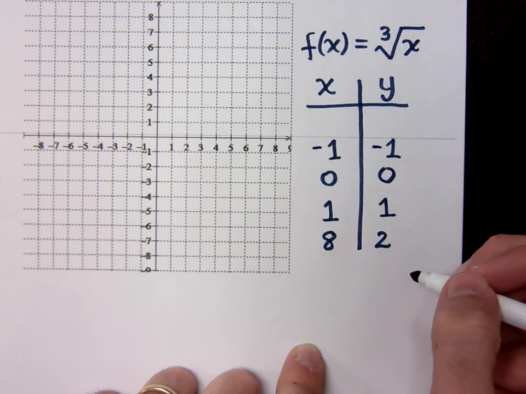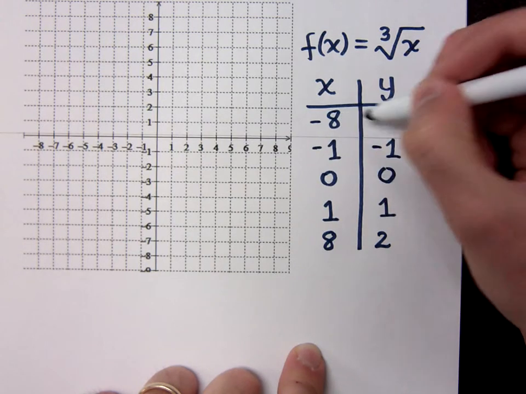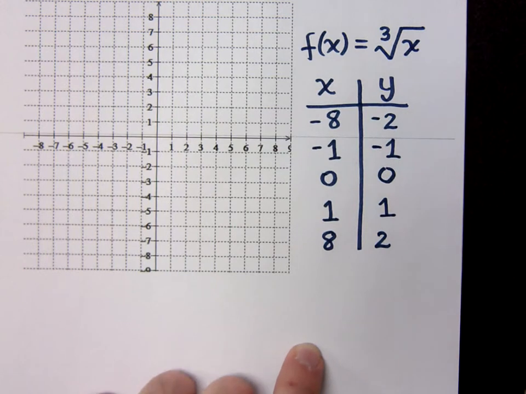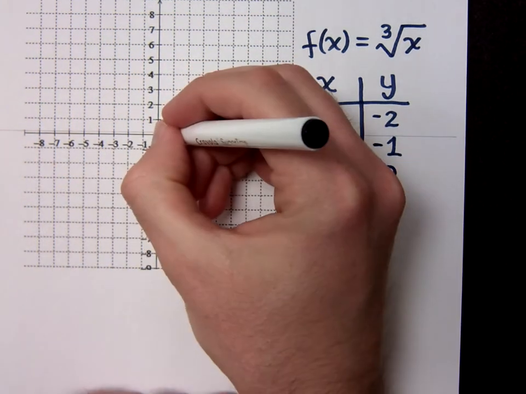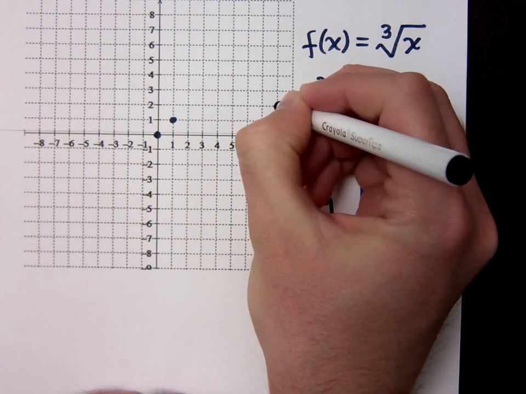Y'all agree? Okay. So that means I should be able to plug in negative 8. What's the cube root of negative 8? Negative 2. Let's see what the graph of this guy looks like. If I plug in 0, I get 0, 1, I get 1, and 8, I get 2.